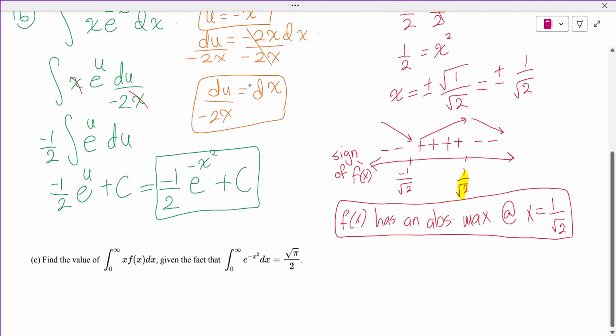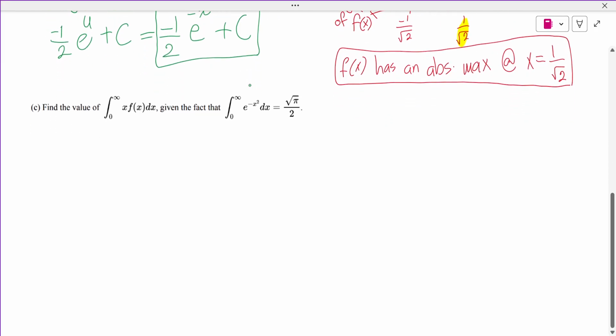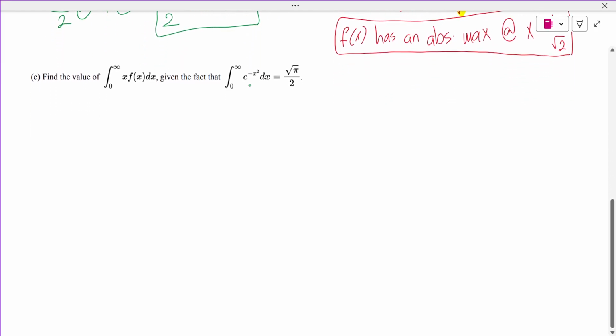Now, I copied part C here so that I get enough space. It says find the value of the integral from 0 to infinity of x f of x dx, given the fact that the integral from 0 to infinity of e to the power of minus x squared dx is equal to square root of pi over 2. Okay, now first of all, this is an improper integral because one of the boundaries of the integral is infinity. So we can replace it with a variable and use the limit here.